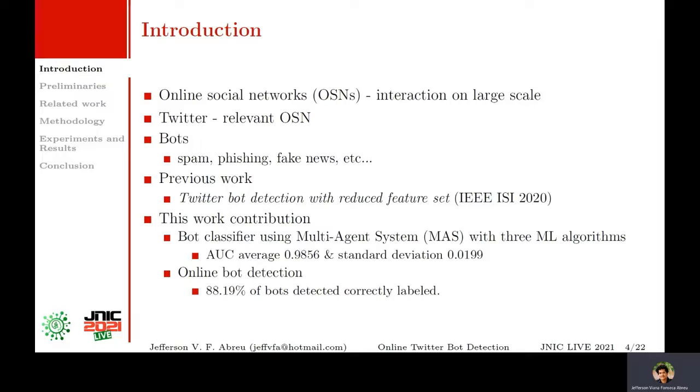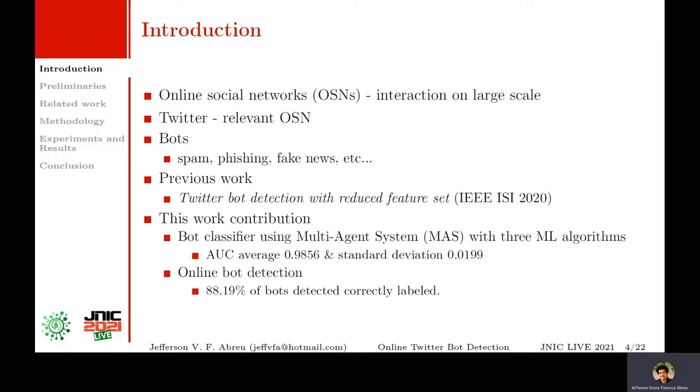We did a previous work researching Twitter bots, called Twitter bot detection with reduced feature set, where we constructed an offline classifier. But here we improved this classifier through the use of a multi-agent system combining three different ML algorithms. We reached an average AUC above 0.98 with a standard deviation of 0.01, which are good results for bot detection.